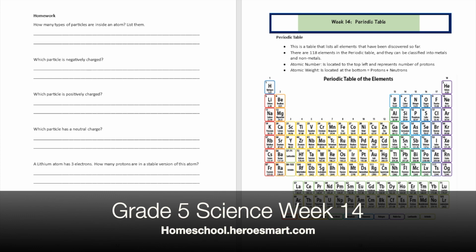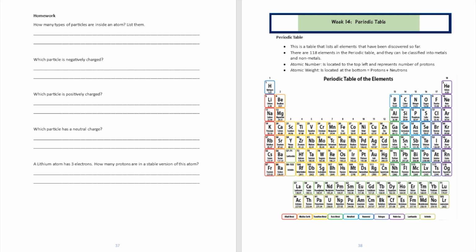This is 5th grade science, and this is going to be week number 14 of the curriculum. So today we are going to be talking about the periodic table, which is going to be a little bit deeper than what we talked about during 4th grade. During 4th grade we had an introduction into the periodic table, but today we are going to be talking a little bit more about it: how to read the periodic table, what the atomic number is, what the atomic weight is, and how we can calculate the number of neutrons of an element. We are going to be talking about all of those today.